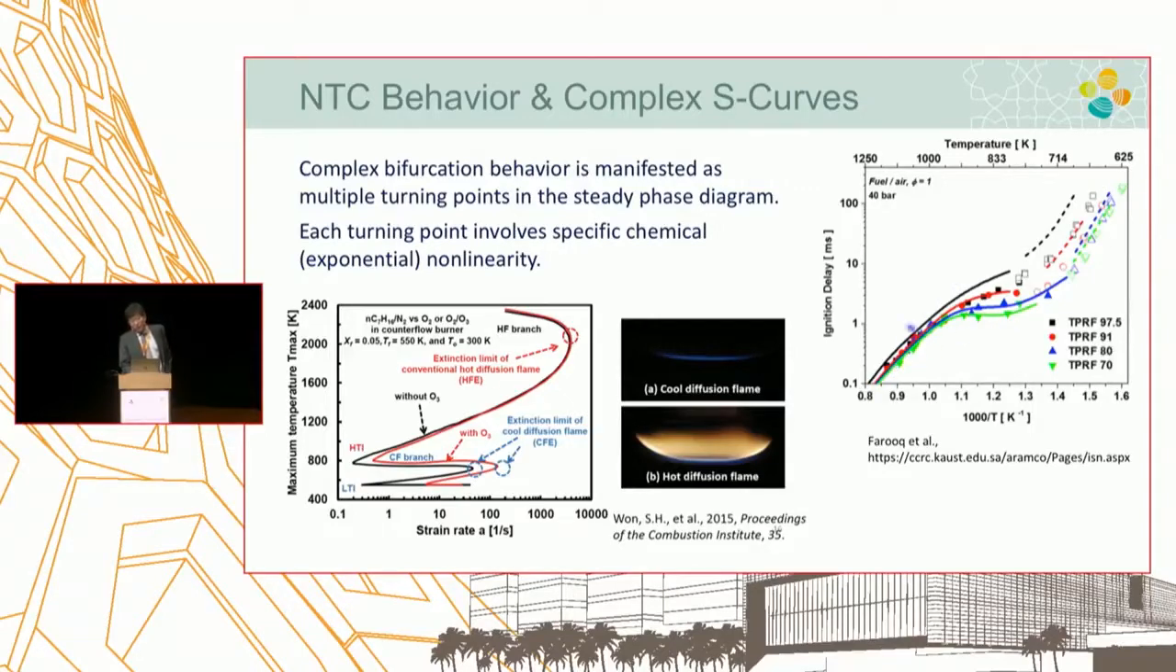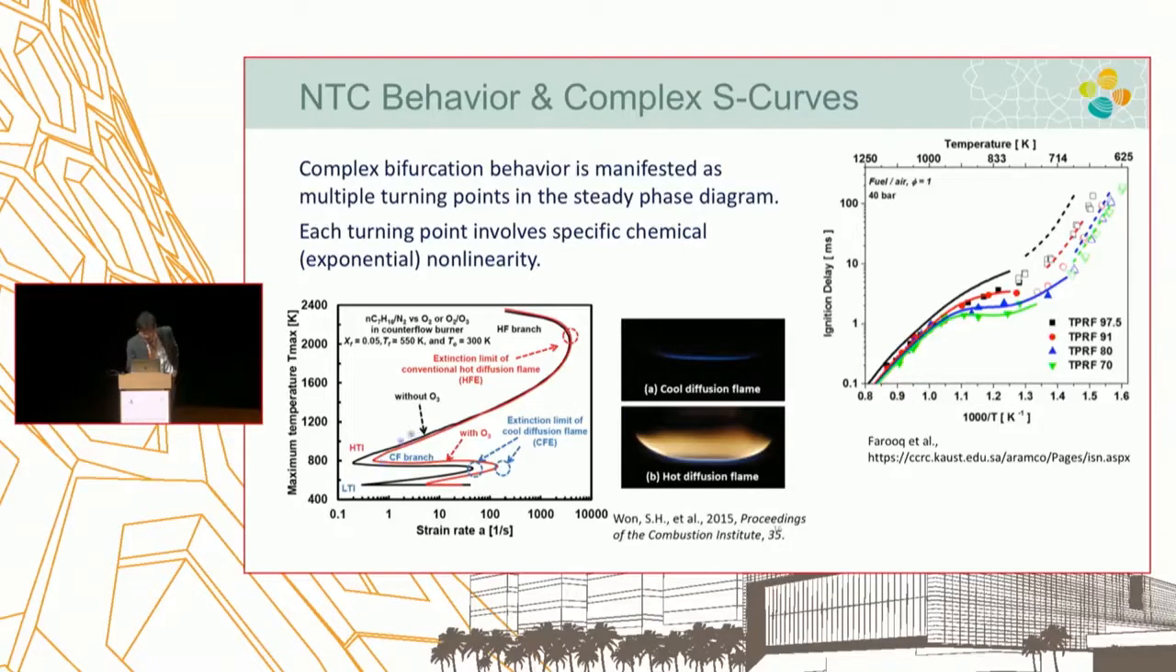But what it goes to tell you is basically the dominant chemistry changes as you move from here to this region, and that difference is manifested by different types of turning point. So each different dominant reaction, ignition chemistry is nonlinear. They will create the ignition turning point, which is shown here.